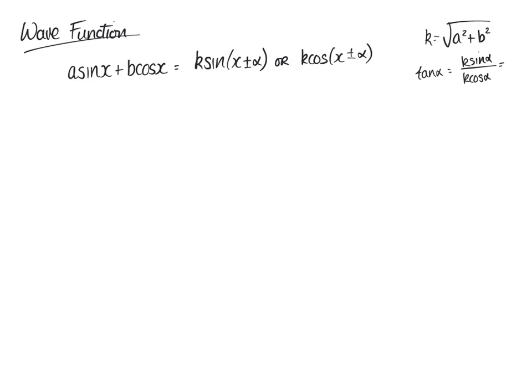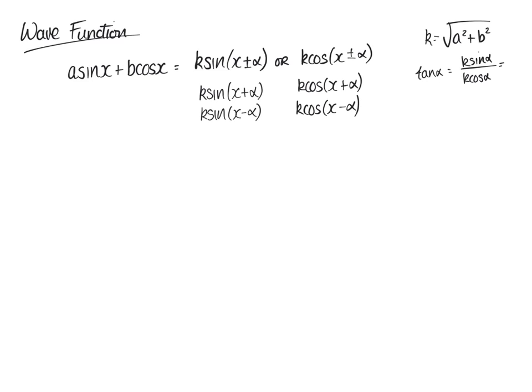Okay, so it depends on the question. They will tell you to put it into a specific form. So they'll tell you to put it into either k sine of x plus alpha, or k sine of x minus alpha, or k cos of x plus alpha. Get the idea? Or k cos of x minus alpha. So the question tells you which form you want to put it in. Okay, we'll go through an example to explain what we're doing.